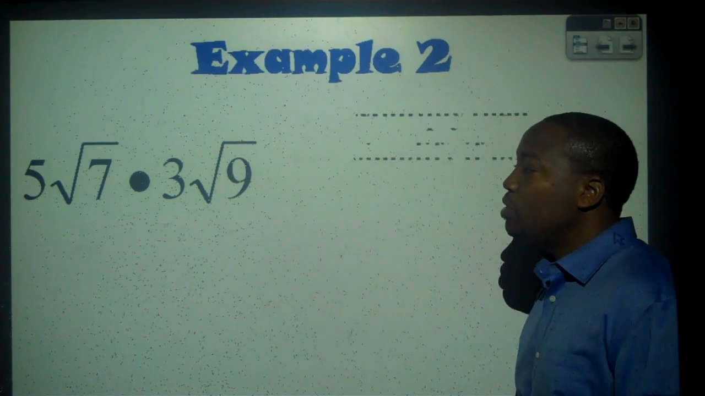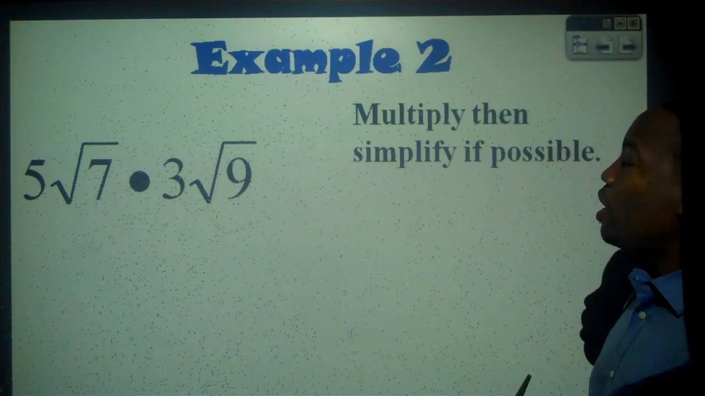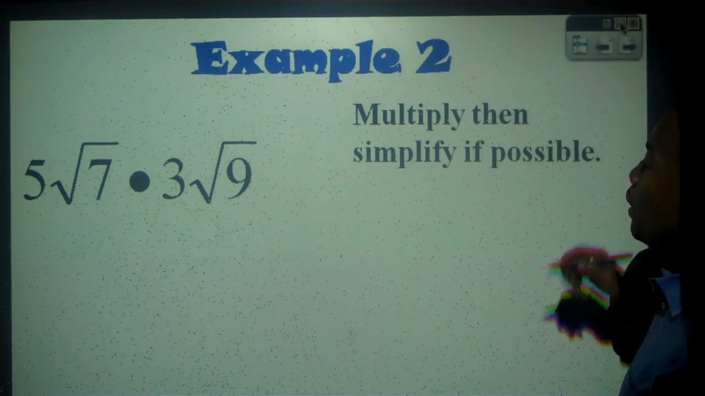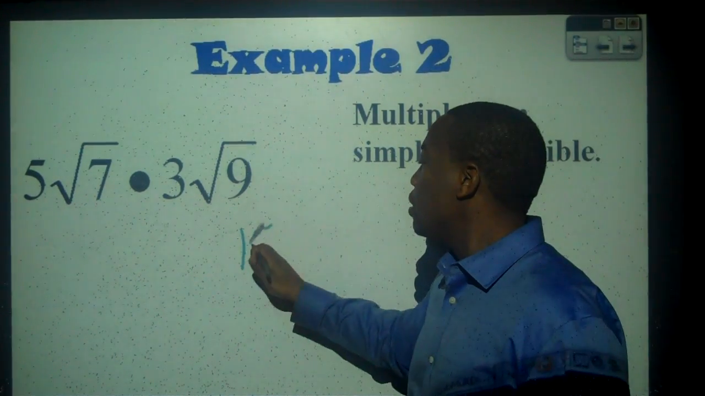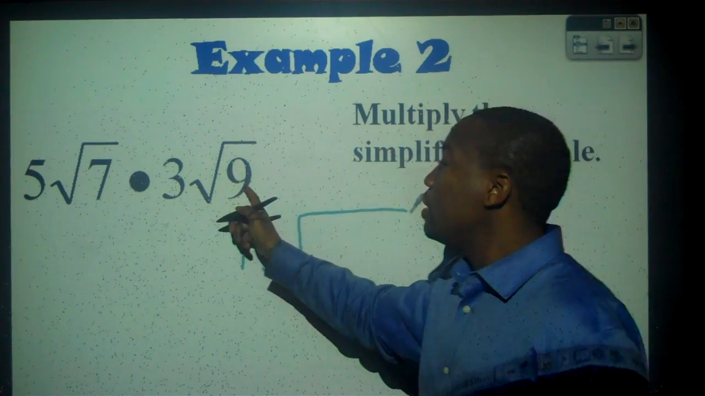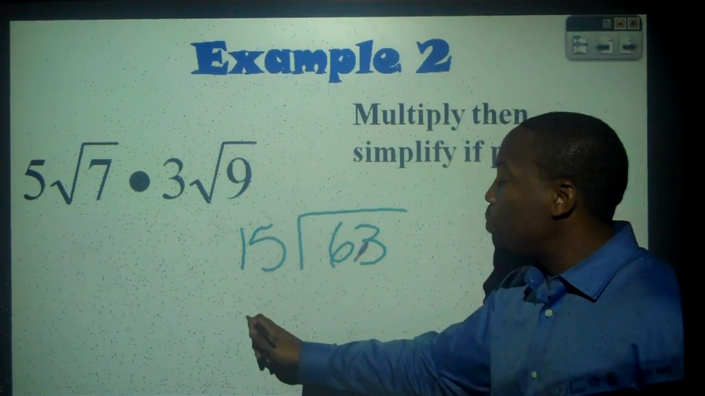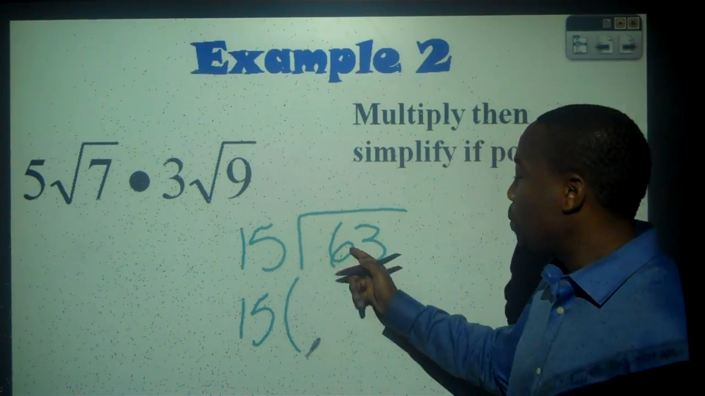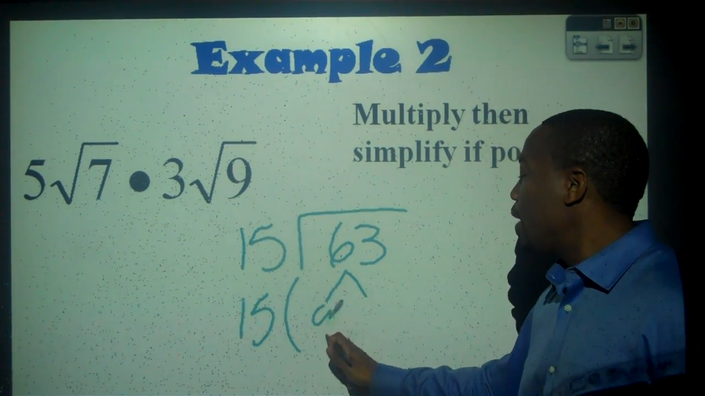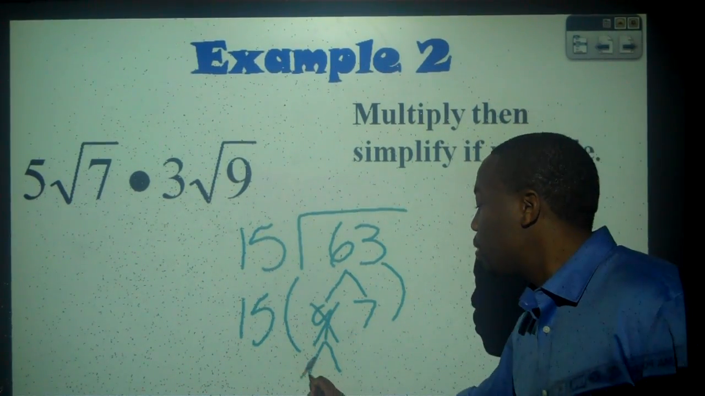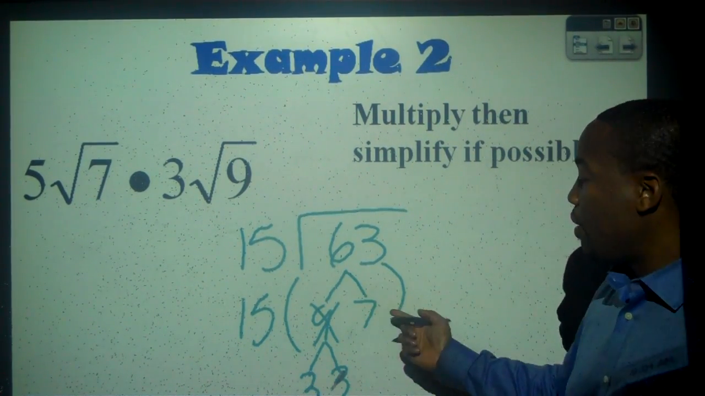Now, same thing with this one. Multiply, then simplify if possible. So first thing we're going to do, multiply the outside, I get 15. Multiply the inside with the inside, I get 63. Same concept as I did before. Break this down, it would be 9 and 7. The 9 can be broken down into 3 and 3, and I have 7 left over.